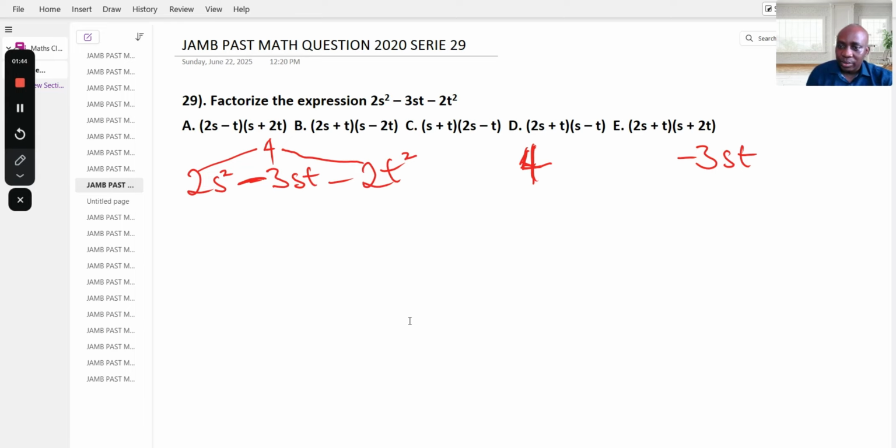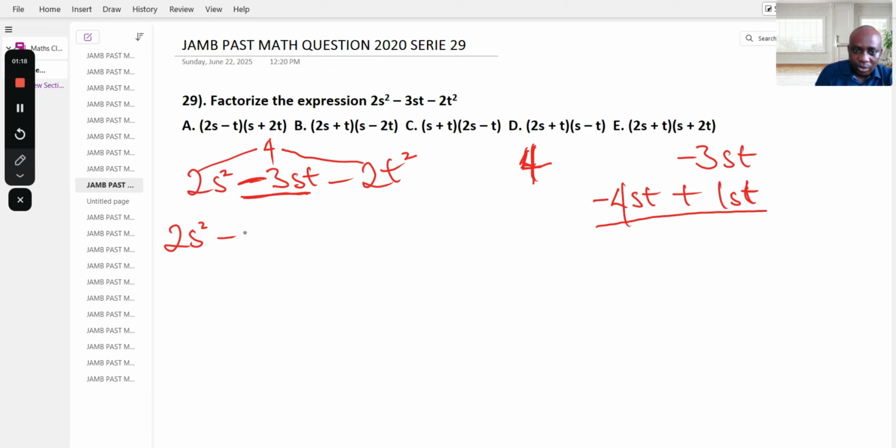How do we break this down? Just say minus 4xt plus 1xt, 4 and 1. Therefore, we are going to replace this minus 3xt with minus 4xt plus 1xt. Therefore, let's change it: minus 4xt plus xt. You may not put 1, but it's still the same thing. There's an invisible 1 there. Minus 2t raised to power 2.